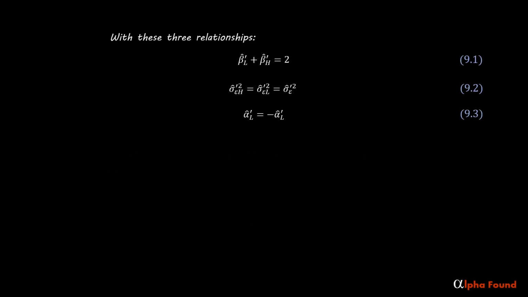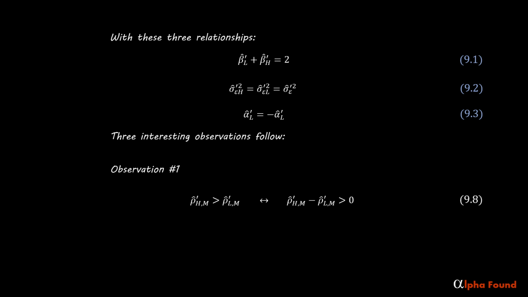With the relationships in 9.1 through 9.3, three interesting observations follow. The first observation is that with equal idiosyncratic risk for each portfolio, the correlation of the high CAPM beta portfolio is necessarily higher than the correlation of the low CAPM beta portfolio.